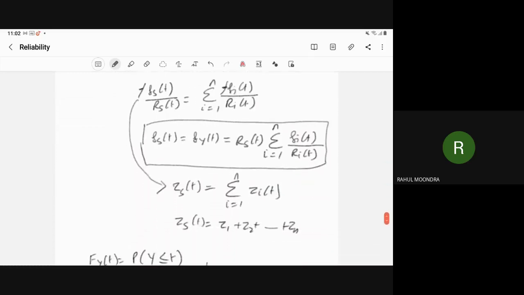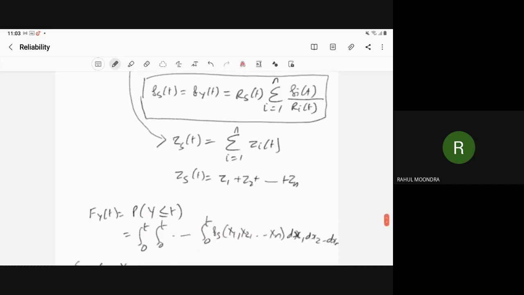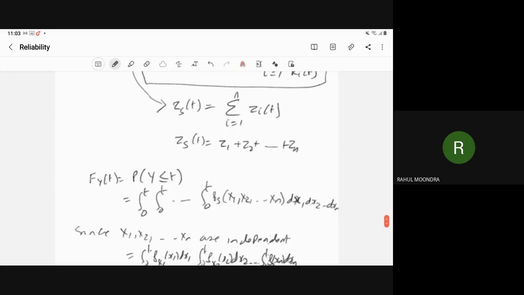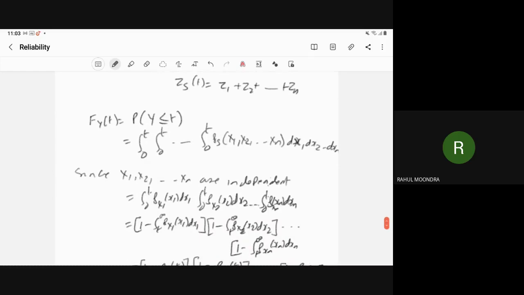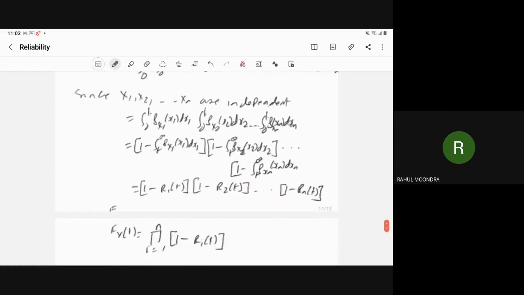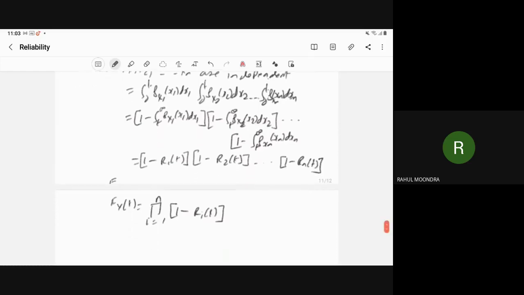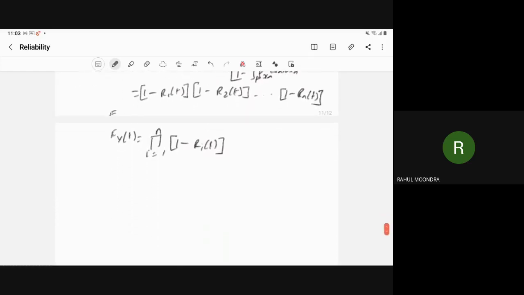The PDF of the system is in terms of the reliability of the system, the PDF of the components, and the reliability of the components. And we know that ft upon Rt is equal to Zt. Using that approach, we computed that Zs is equal to the summation of Zi(t), that is, the hazard rate function of the system is the sum of the hazard rate functions of the components. Thereafter, we computed the CDF of the system as F_Y = 1 minus the product of Ri(t).